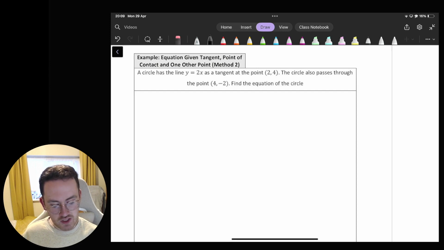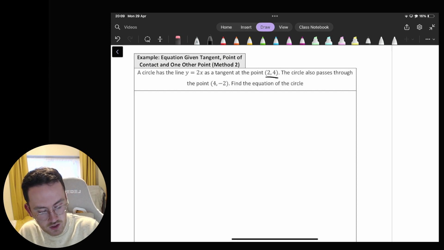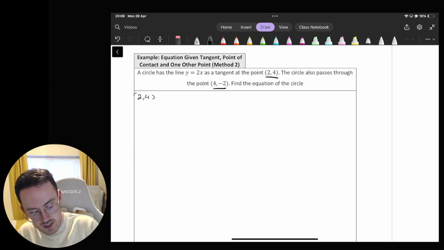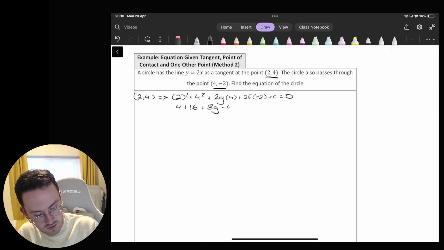So we're going to use any of the information that we have about my circle. I have 2 points that I know are on the circle: the point 2, 4 and 4, minus 2. So let's look at each of those points in turn. 2, 4 being on the circle means I can sub it into the circle and it should satisfy the equation. So 4 plus 16 plus 8g minus 4f plus c equals 0. 8g minus 4f plus c equals minus 20.